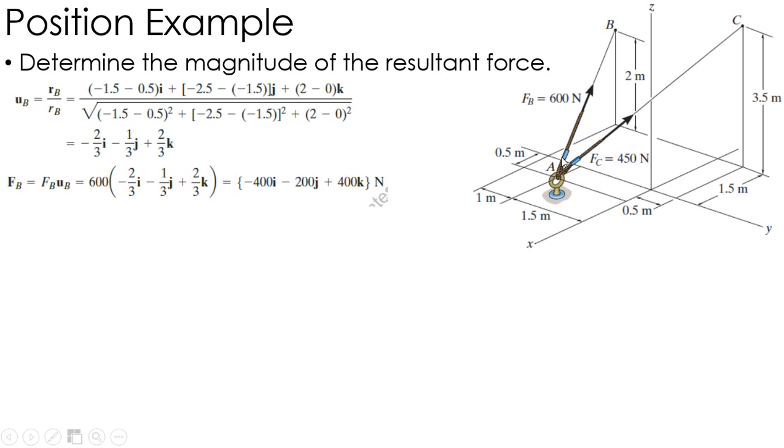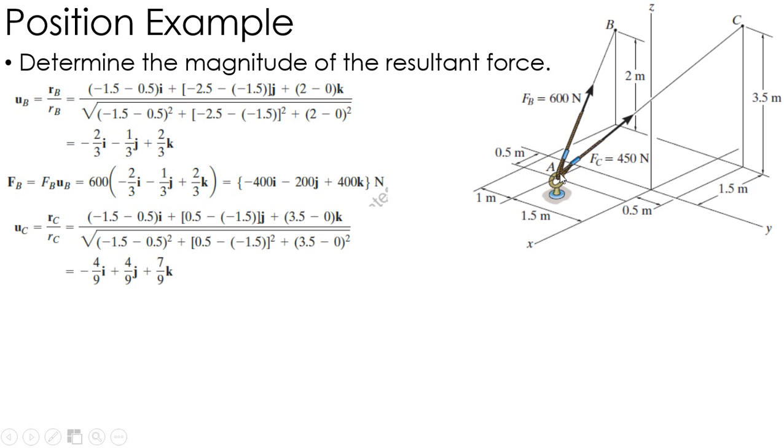So now I have to do the same thing for C. I start with the unit vector. In the x direction, I move -2. In the y direction, I move 1.5, so I move 2 in the y direction. And in the z direction, I go from 0 up to 3.5, so I get 3.5k.